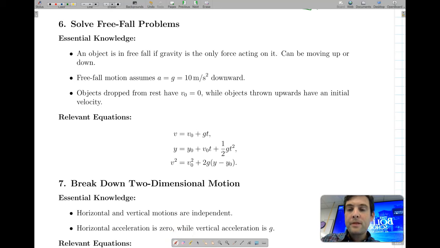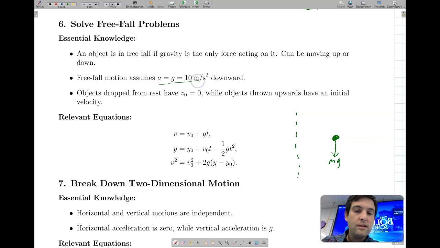Free fall. An object is in free fall if gravity is the only force acting on it. An object can be in free fall even if it is moving up. If I throw an object directly up, it's going to be slowing down. Well, when I think about the free body diagram acting on that, after it leaves my hand, the only force acting on it is the weight force. So, this object is in free fall, even though it's going up and not falling, and even though it's slowing down and not speeding up.